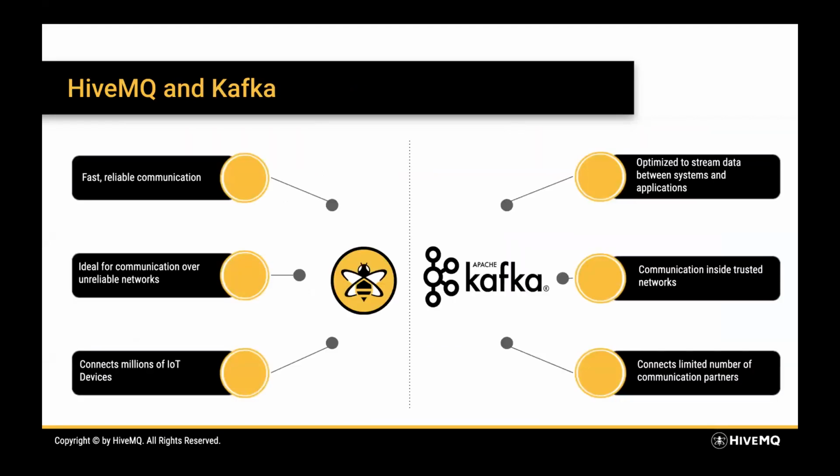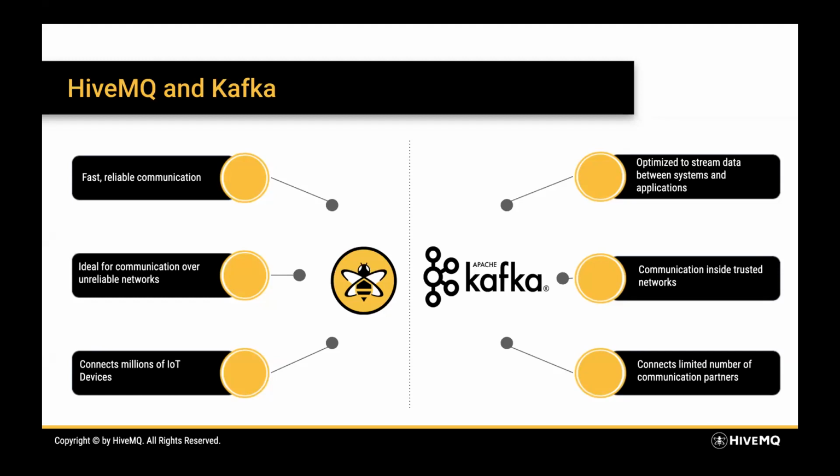So on the one side, you have HiveMQ with fast and reliable communication of IoT device data. That's really ideal for communication over unreliable networks, and it is also able to connect millions of IoT devices. But on the other side, you have Apache Kafka, which is optimized to stream data between systems and applications. It needs trusted networks for communication, and is able to connect a limited number of communication partners. So that is really for the backend part where it comes to enterprise systems.